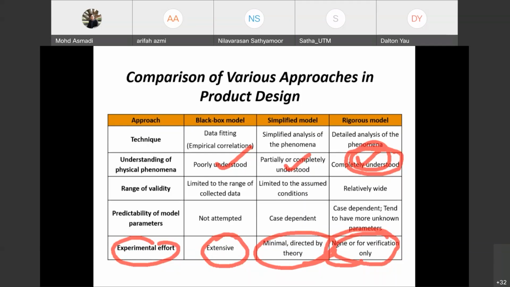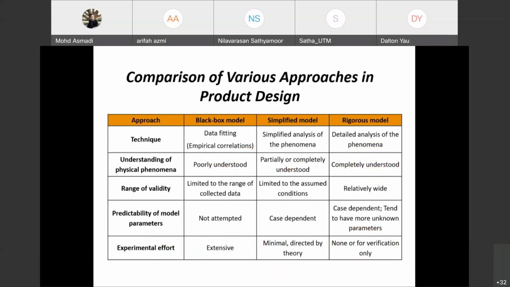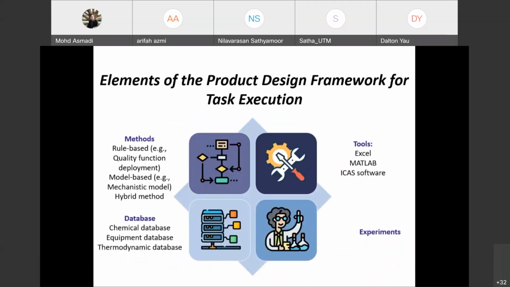ASPEN, I think, is for chemical project design. And then also some experiments for verification. It depends on the approach you want to use. Which model? If rigorous, maybe very minimal verification using experiments. So these are the elements you need for the execution of the task as a framework: method, database, tools, and also experiments.